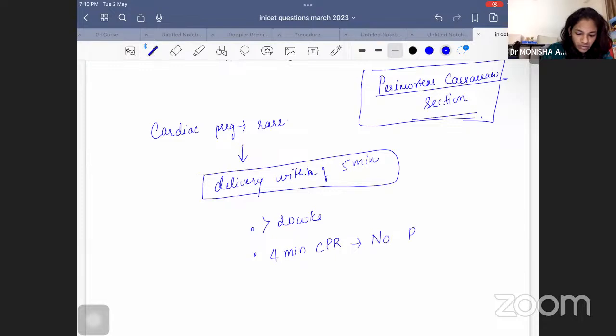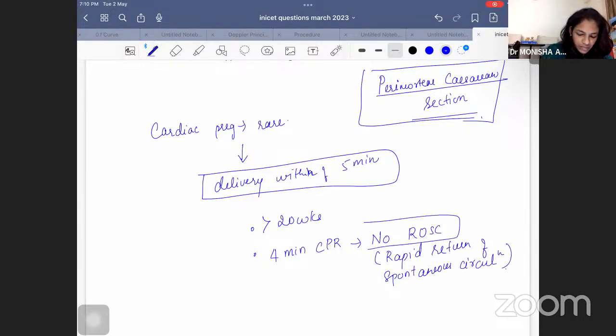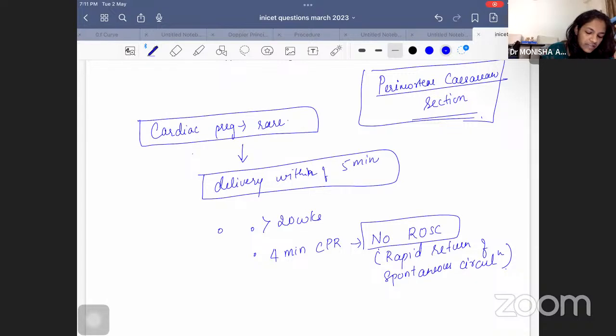There is no ROSC, that is, rapid return of spontaneous circulation. Then you deliver her. So these two criteria, remember: cardiac arrest, which is a very rare phenomenon. If that occurs, deliver the baby within 5 minutes. What are the criteria to be fulfilled?